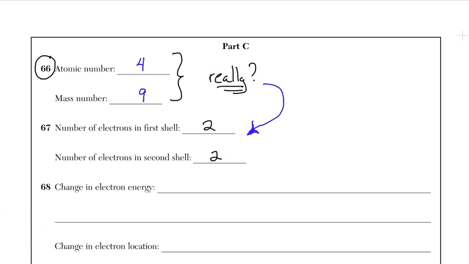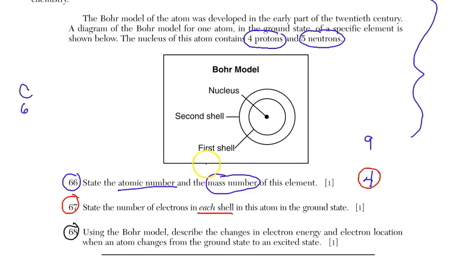Okay, number 68. Using the Bohr model, which is electrons going in circular orbits around the nucleus, describe the changes in electron energy and electron location when the atom changes from the ground state to the excited state. Okay, I'll tell you, these kinds of questions seem to be on every test. They need to, for you to understand how the electrons move, and their transitions.